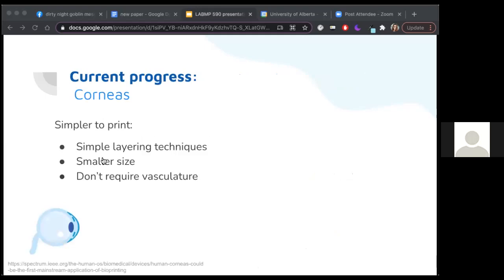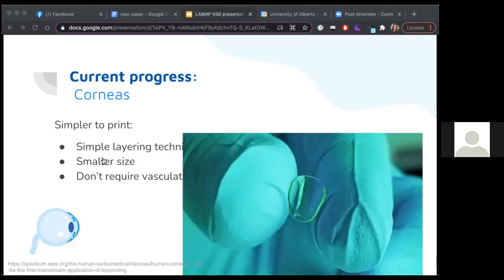Corneas are expected to be the first 3D printed organ to become widely available on the market. Printing corneas is a lot more straightforward than printing other organs because of the simple layering techniques to place the cells. They're also relatively small compared to other organs, and they don't require vasculature. And this is a picture of a 3D printed cornea from a regenerative medicine startup called Precise Bio, who expects to have mainstream cornea printing within the next decade.